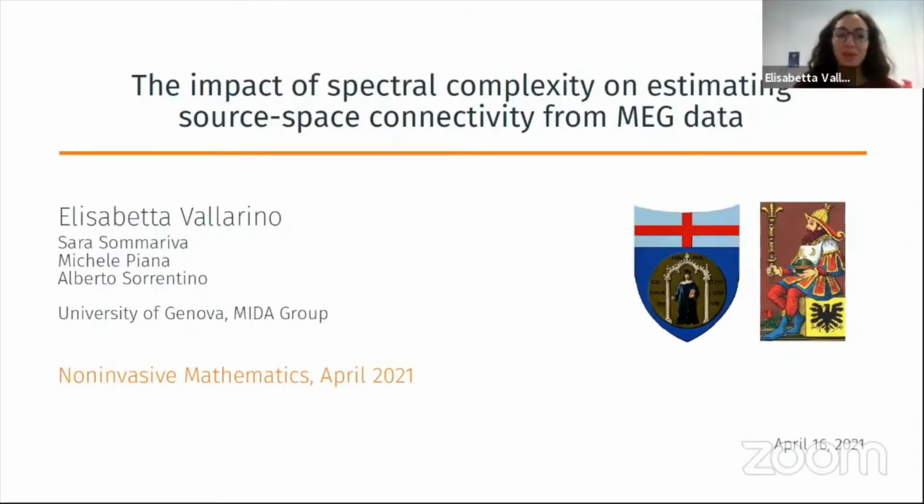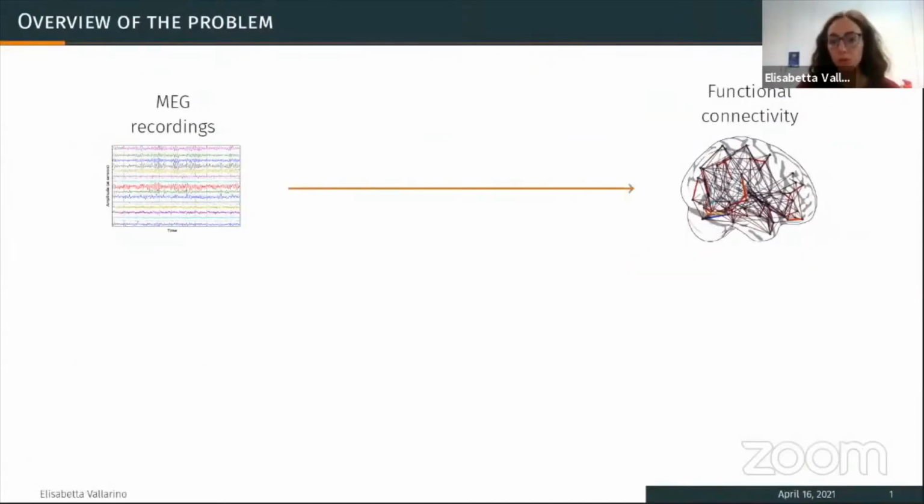Today I'm going to talk about the impact of spectral complexity on estimating source space connectivity from MEG data. In particular, I will focus on the impact of the spectral complexity on the choice of the regularization parameter when using minimum norm estimate to estimate the neural activity. First of all, I want to thank Sara Sommariva, Michele Piana, and Alberto Sorrentino, who worked with me on this project. So let's start with an overview of the problem.